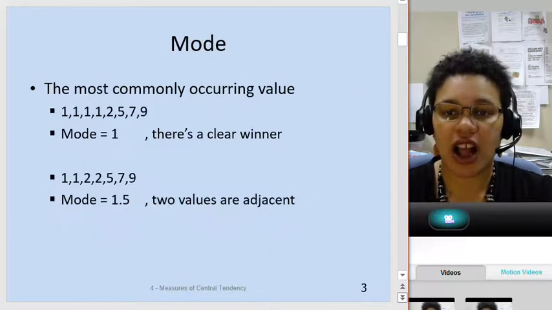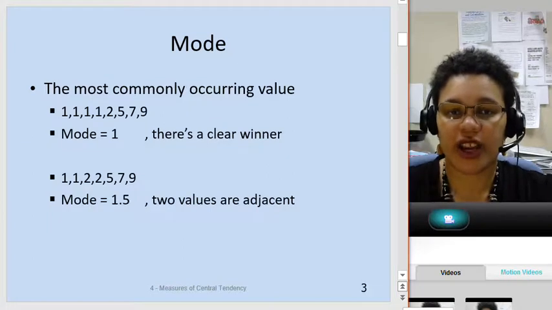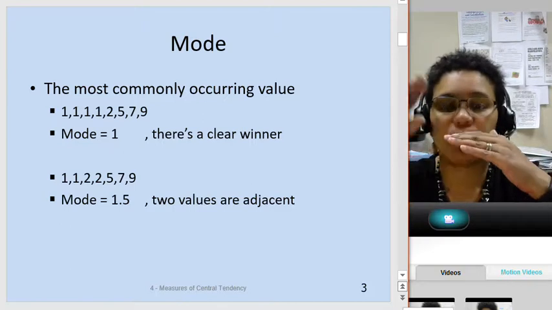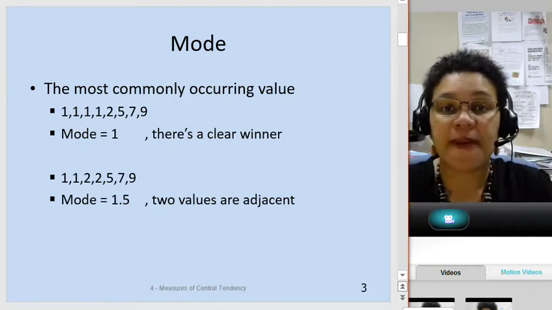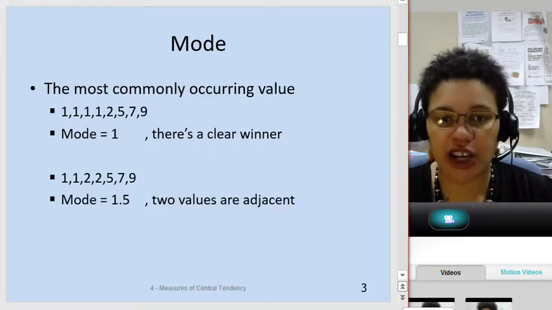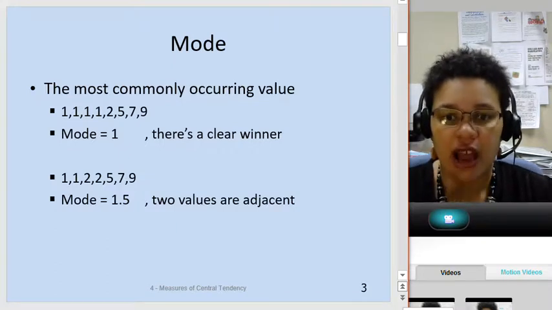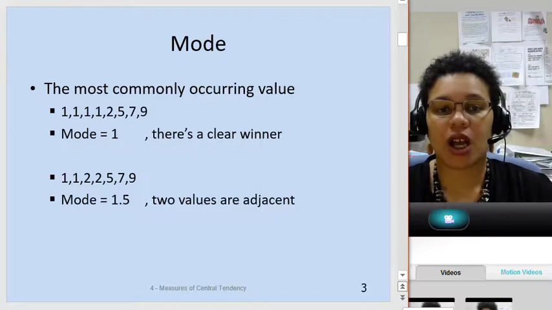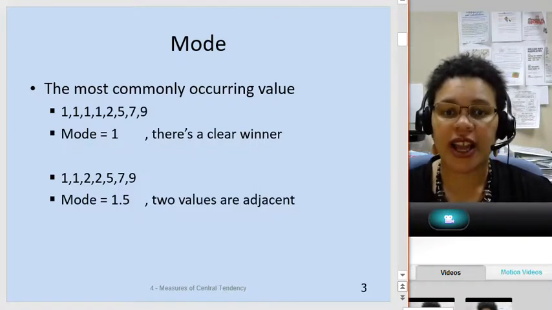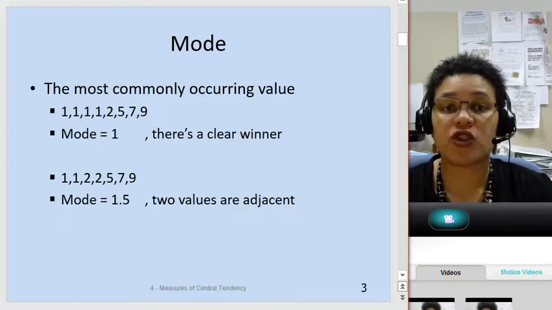A percentage of the scores are below that percentile. Okay, mode first. The mode is simply the most commonly occurring value. Usually there's a clear winner, and it's often used with nominal data.